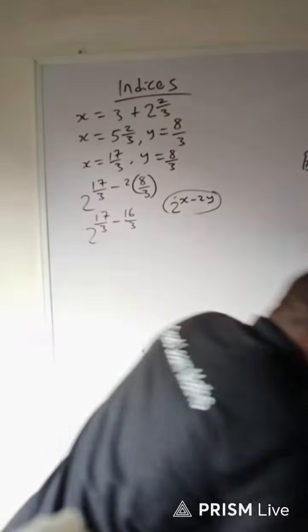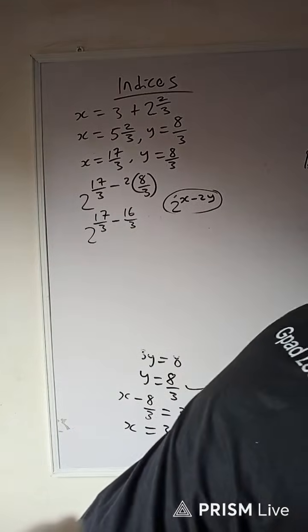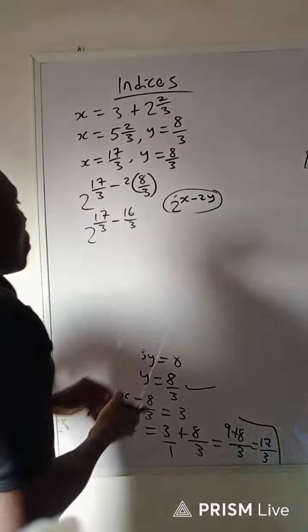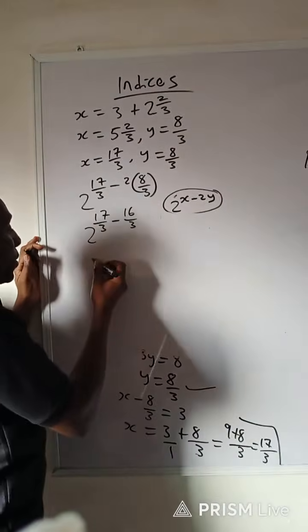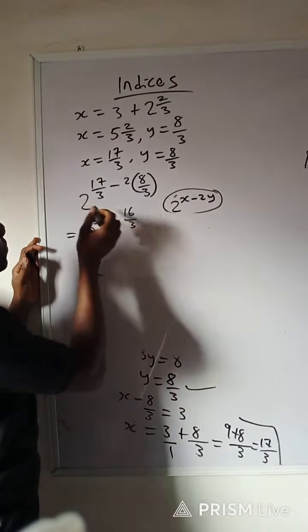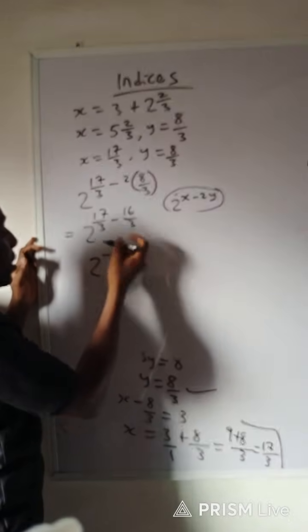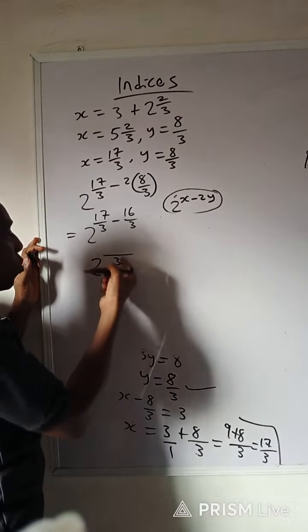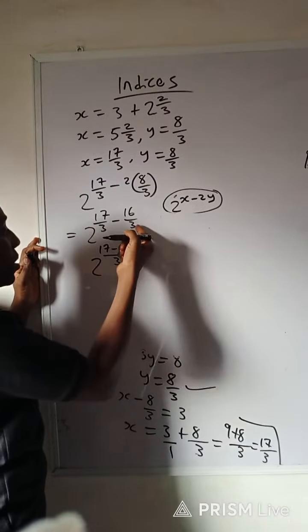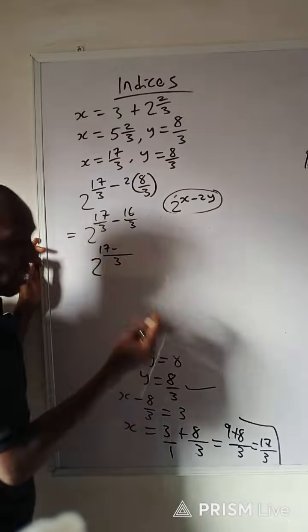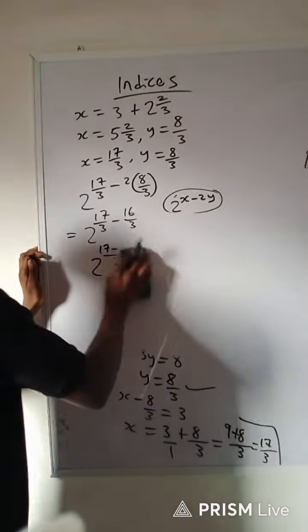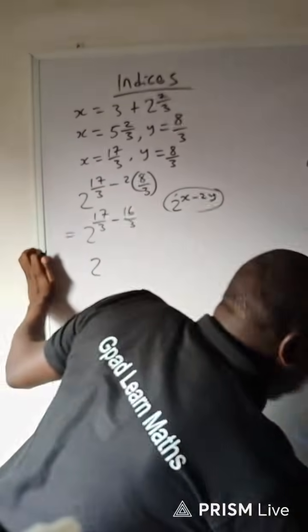So just give me a second. Let me fix in the power. Now, this is 2 raised to the power of what? The LCM of 3 and 3 is 3. 3 to 3 is 1. 1 times 17 is 17 minus 3 to 3. See, why am I even stressing myself? I hope you understand what I'm doing.